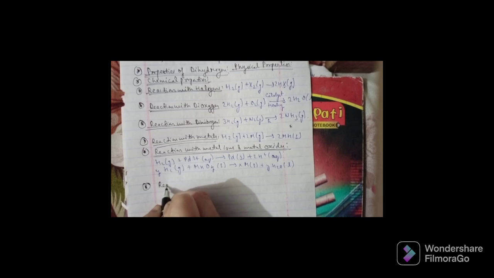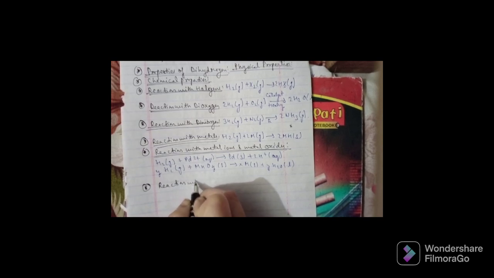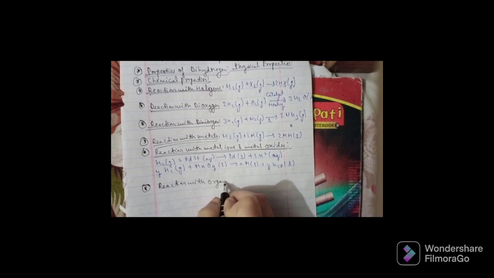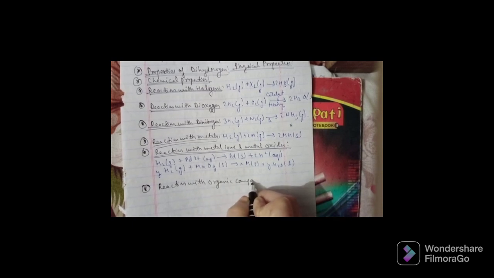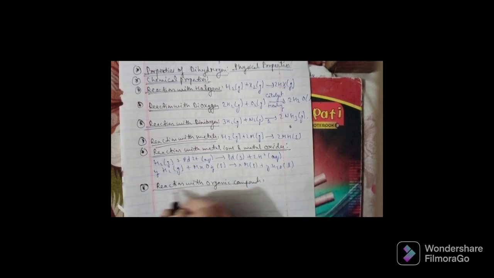Reactions with organic compounds. In terms of reactions with organic compounds, it reacts with many organic compounds in the presence of catalysts to give usable hydrogenated products of commercial importance. For example, hydrogenation of vegetable oil using nickel as catalyst gives edible fat, margarine and vanaspati ghee.